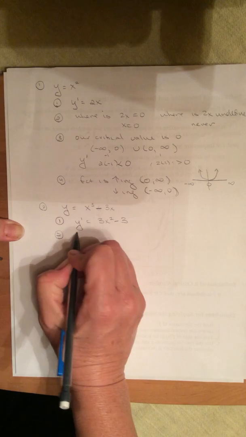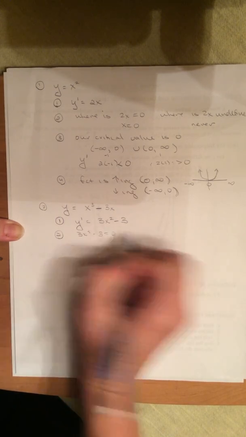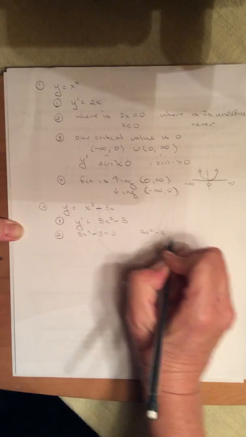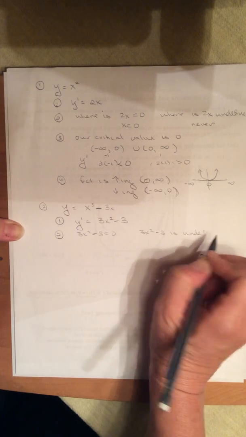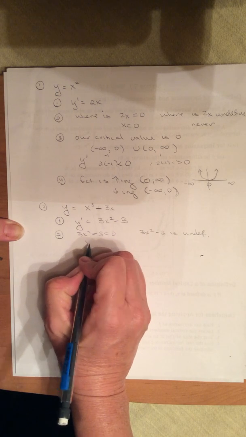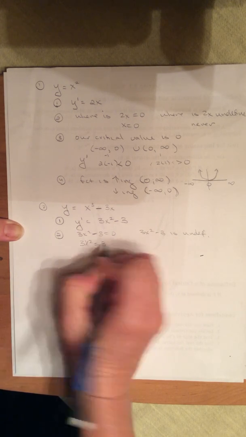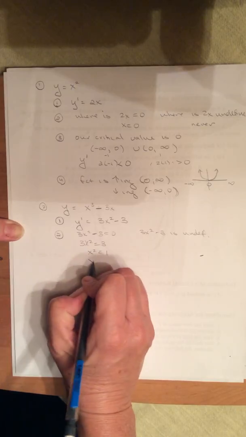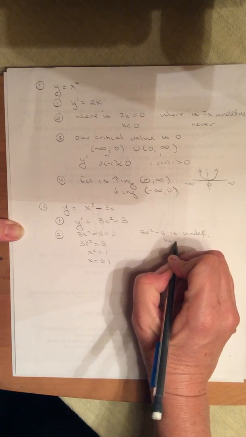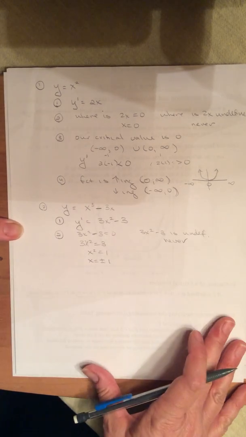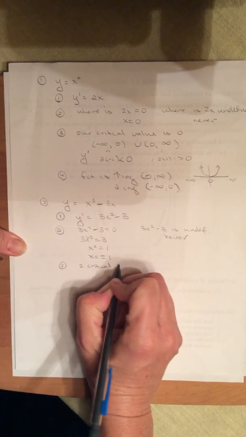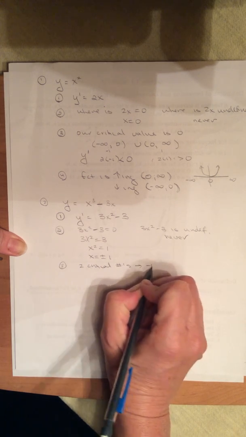If we try to figure out where 3x squared minus 3 is equal to 0, or 3x squared minus 3 is undefined, because we've got to make sure we check both, we're going to get when 3x squared is 3, when x squared is 1, when x is positive or -1, and never undefined. So now we have two critical numbers. We have -1 and +1.